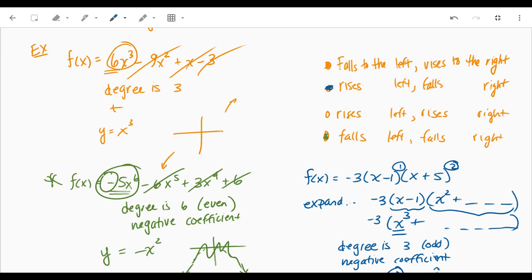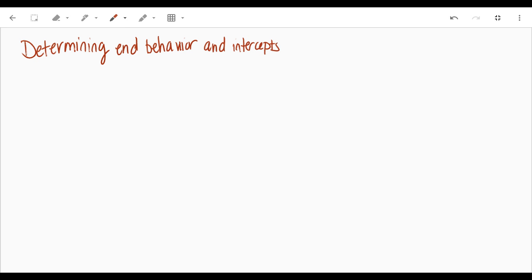Okay, let's take a look at the next one. The next one is determining end behavior and intercepts to graph a polynomial function.